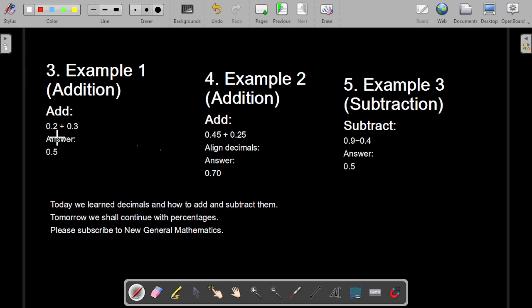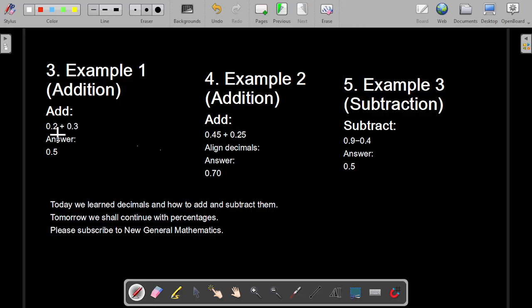Add 0.2 plus 0.3. So now this is where place value has to come into play. When you are adding this, you must be careful of this point, because without it you will never get the actual answer. These are two numbers now. There are times that you have multiple numbers after this point.